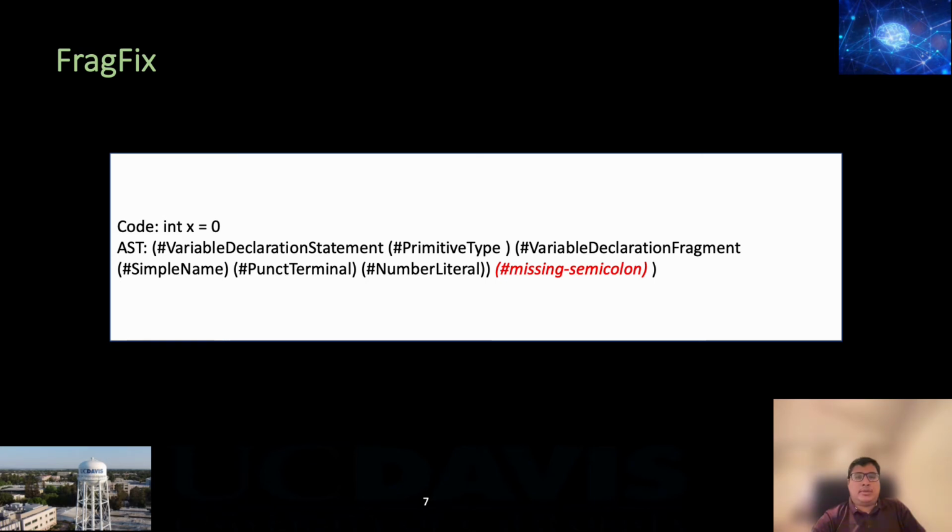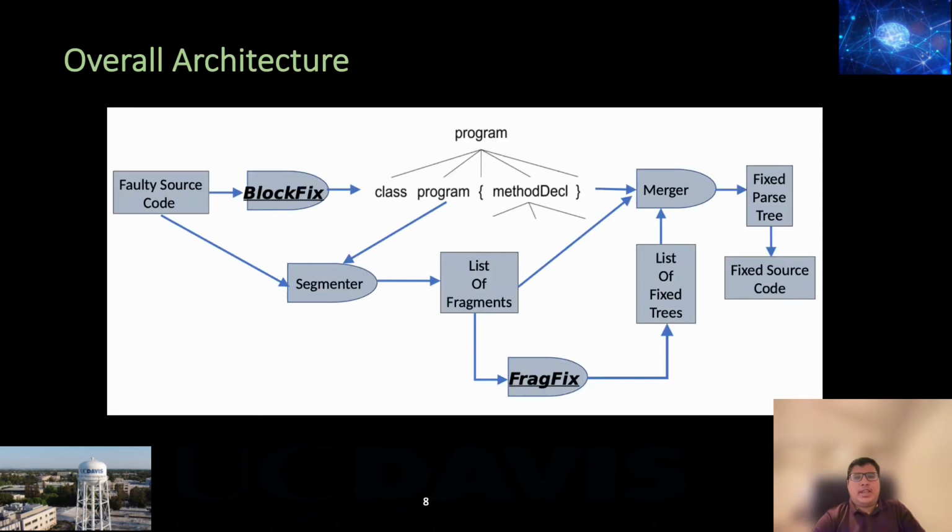Let's look into this example where we have a code snippet, int x equals 0, with a missing semicolon. If we carefully look into the AST, we can see that there is a fragment of the AST that indicates the semicolon is missing in the given code snippet. Just like BlockFix, our FragFix also gets the advantage of having a small vocab. FragFix is very successful and achieves 96% accuracy on synthetic data, where BlockFix achieves 75%. After looking into the output of FragFix, we can understand how we can resolve the syntactical error by looking into the ASTs produced by FragFix.